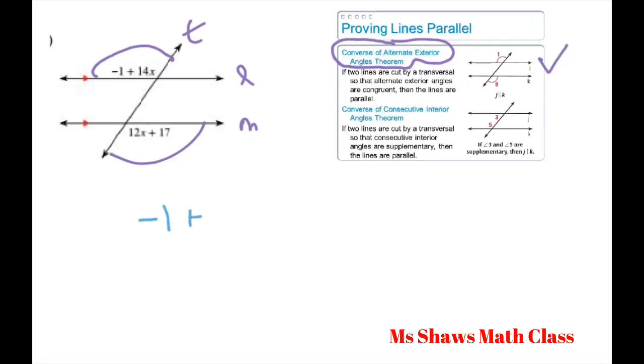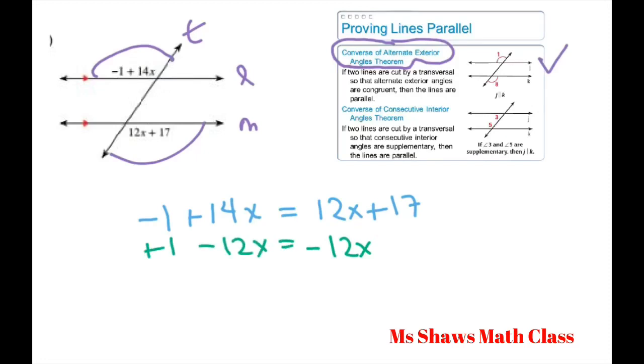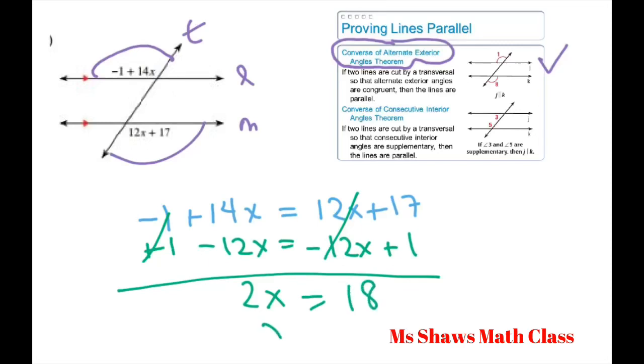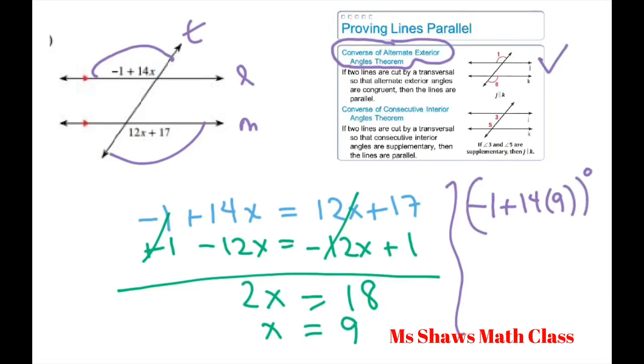So we have negative 1 plus 14x equals 12x plus 17. And we're going to solve for x. I'm going to subtract 12x from both sides and add 1 to both sides. So you get 2x equals 18. So x equals 9. And when you plug 9 back into the equation, you get negative 1 plus 14 times 9 degrees. I did that wrong. So negative 1 plus 14 times 9 is going to be 125 degrees.